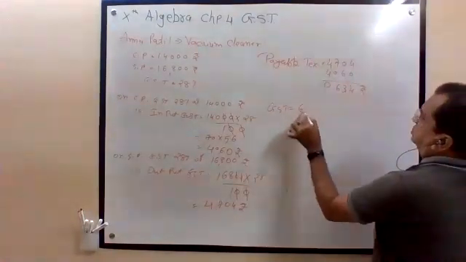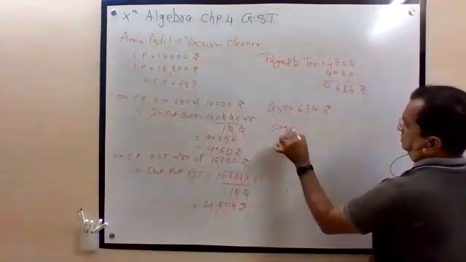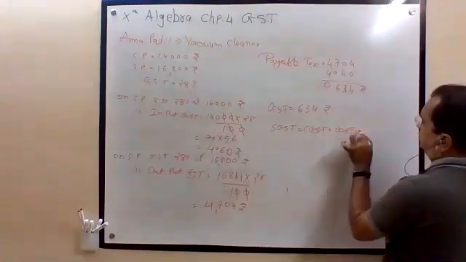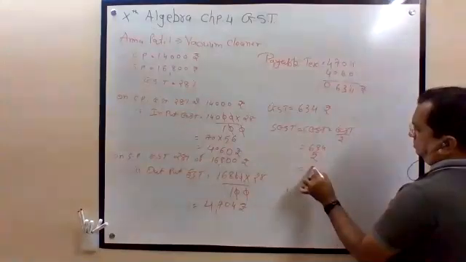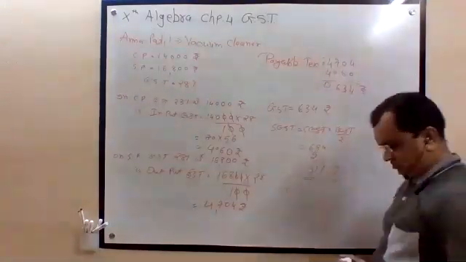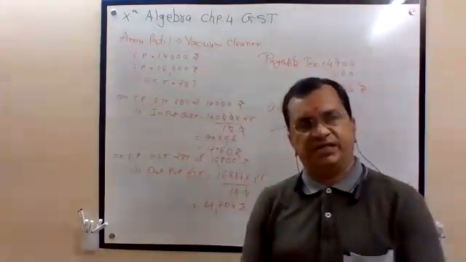Now payable GST is 634 rupees, and SGST, CGST is equal to GST divided by 2. Again, I'm explaining this.